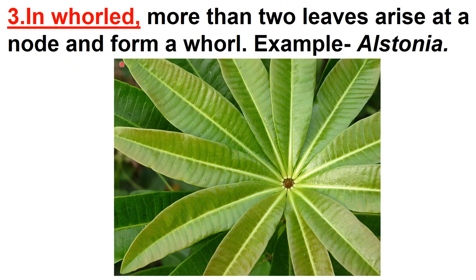Next is whorled type phyllotaxy, and here a whorl type structure will be formed, as you can see here. So more than two leaves arise at a node. The whorl can be formed only when more than two leaves are there at one position. So here more than two leaves arise at a node and form a whorl. As you can see here, many leaves are present at the single point. This point is the node. At one node these many leaves are present, and this type of phyllotaxy is called whorled phyllotaxy, and the example is Alstonia. So this is found in Alstonia.